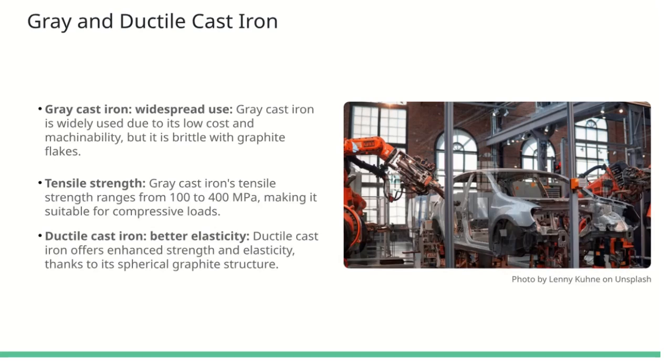Next are gray and ductile cast iron. Gray cast iron is widely used due to its low cost and machinability, but it is brittle, with graphite flakes. Graphite is a form of carbon. The tensile strength of this cast iron ranges from 100 to 400 megapascals, making it suitable for compressive loads. Ductile cast iron offers enhanced strength and better elasticity thanks to its spherical graphite structure.